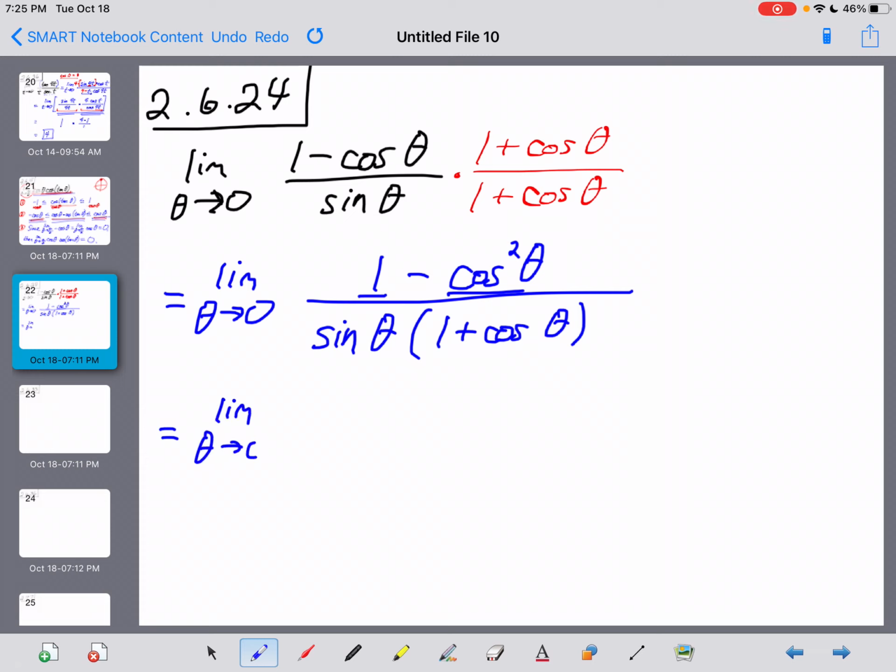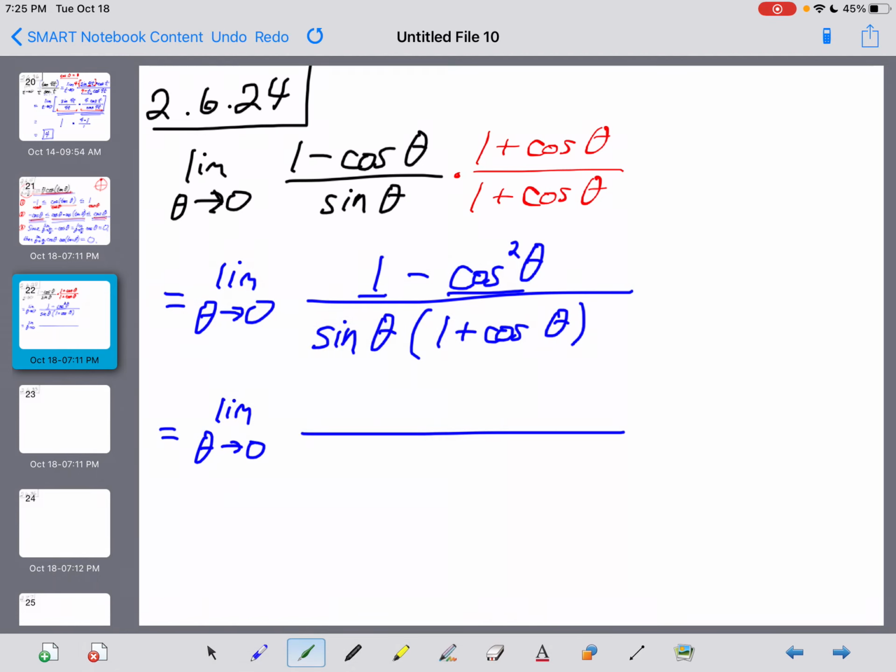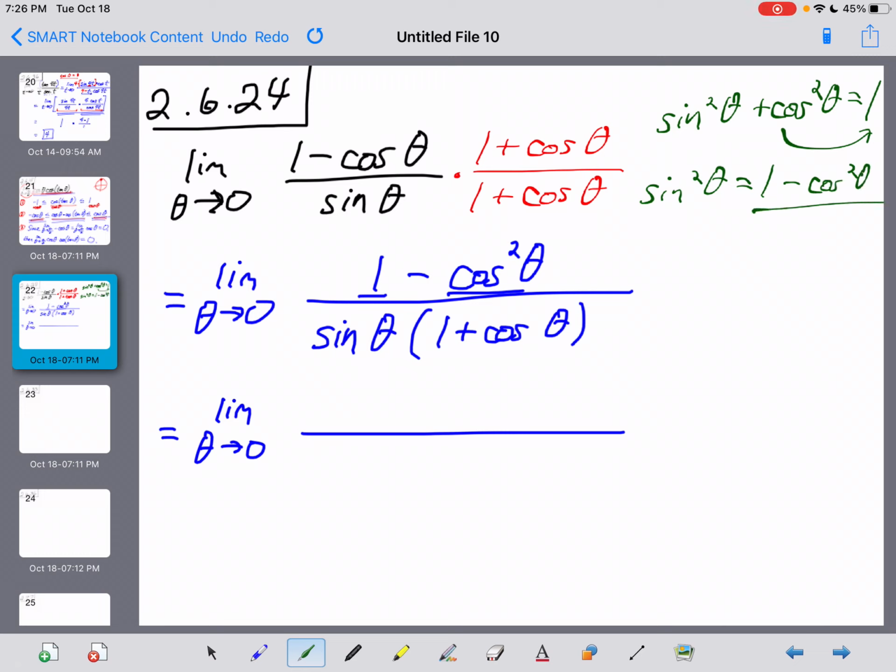And maybe you see what happens next and maybe you don't, but here we go. This is now going to become a limit as theta approaches 0 of, all right, that numerator is something kind of special. Let me go to green here off to the side. What I'm hoping everybody remembers is your basic Pythagorean trig identity: sine squared of any angle theta plus cosine squared of the same angle is always equal to 1. And therefore, if we brought this cosine to the other side, we would get this fact. Sine squared of theta is equal to 1 minus cosine squared of theta. That is what our numerator currently is. We're going to turn it into that. So 1 minus cosine squared of theta becomes sine squared of theta.